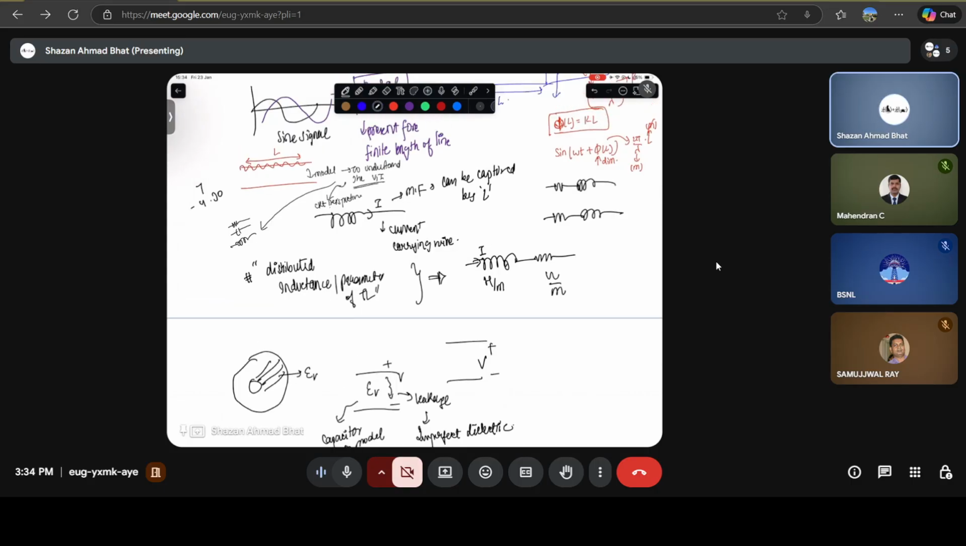What happens naturally is that whenever a wire is carrying a current I, it has a magnetic field associated with it, and this magnetic field can be modeled as inductance. And naturally this wire has certain losses associated with it, and this is because of the material.